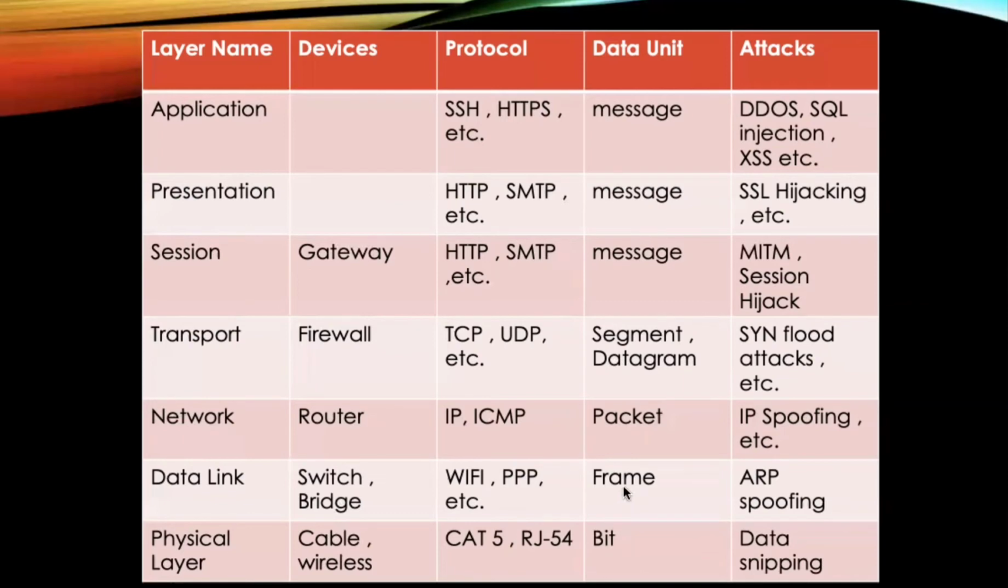And the attack that can be performed on the data link layer is called ARP spoofing. ARP stands for Address Resolution Protocol. We'll see what ARP spoofing is in our next lecture.